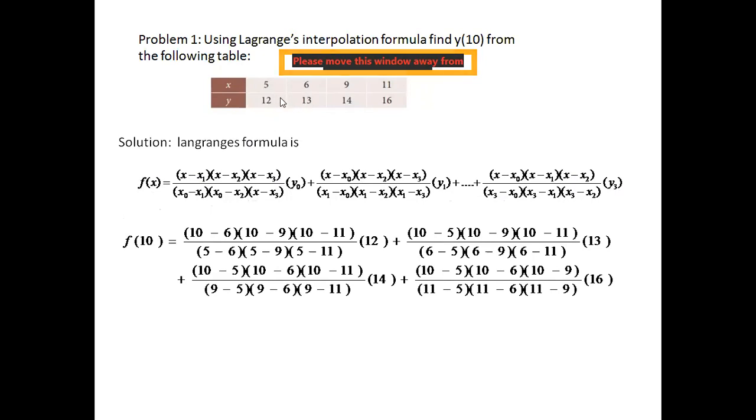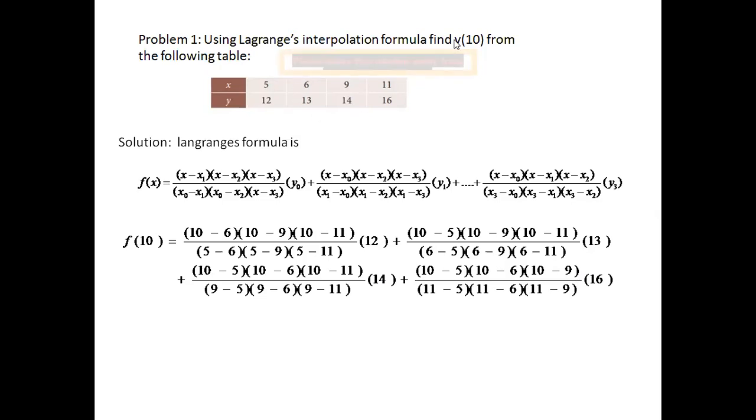The second term: we need the solution at 10, so write 10 minus 5. Don't write this factor. 10 minus 5, 10 minus 9, 10 minus 11, and the denominator 6 minus 5, 6 minus 9, 6 minus 11, multiplied by 13. For the third term, this factor should be missing. Where we need the interpolation is at 10, so write 10 minus 5, 10 minus 6, 10 minus 11. The denominator is 9 minus 5, 9 minus 6, 9 minus 11, multiplied by y2, that is 14. This is the third term.